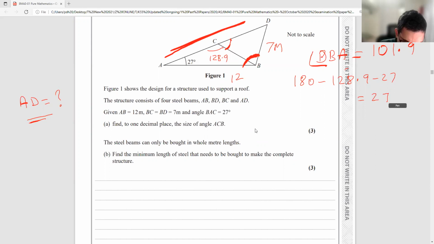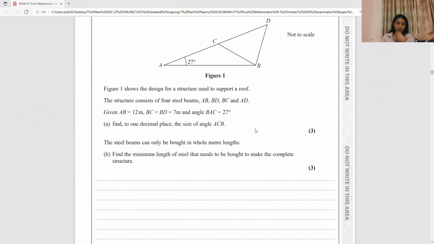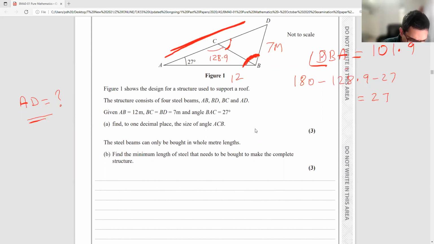Okay. And we know this angle is 27 and we are working out all of it, right? So all of this is going to be 101.9 degrees. If I clear up this part, once we got this one, we need to work out AD square. Who is going to help me for AD square? Krishna, you want to help me, please?